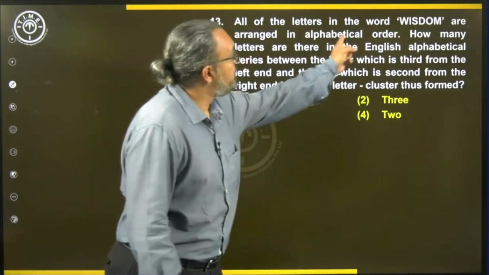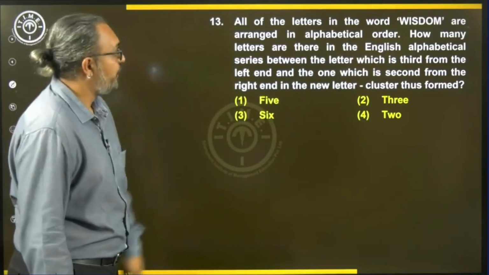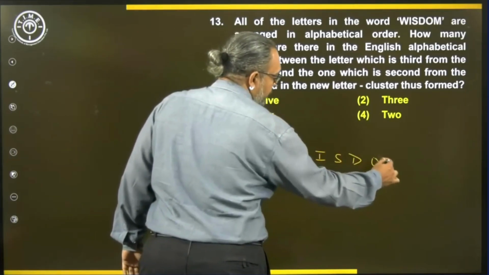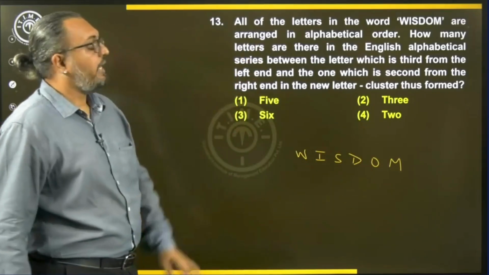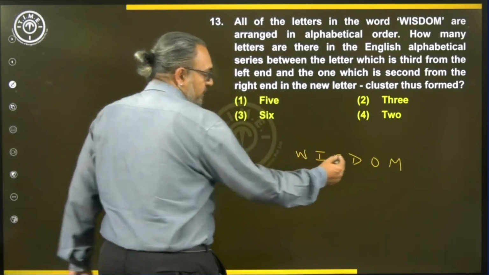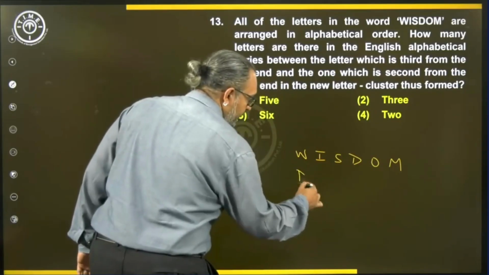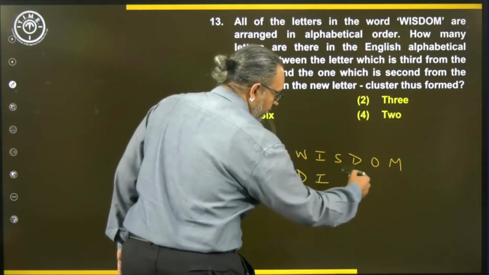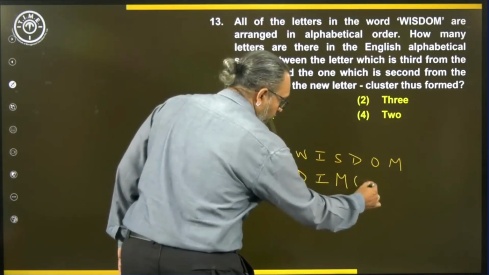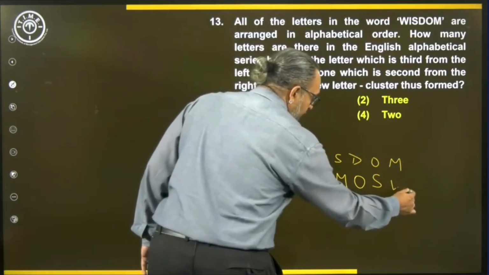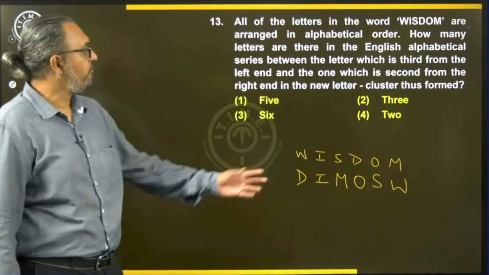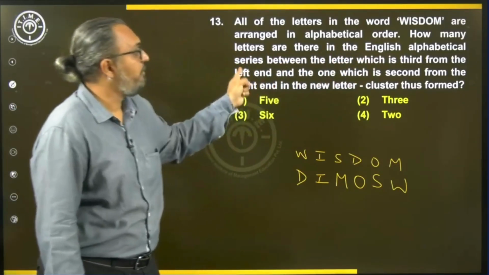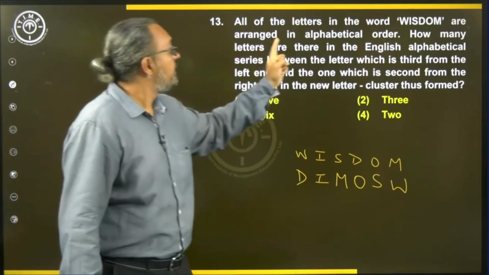Now, all of the letters in the word wisdom are arranged in alphabetical order. Okay, so we have the word wisdom. So, they are now arranged in the alphabetical order. So, we start off with D, then I, then J, K, L, M, O, S and W, right? Alphabetical order.